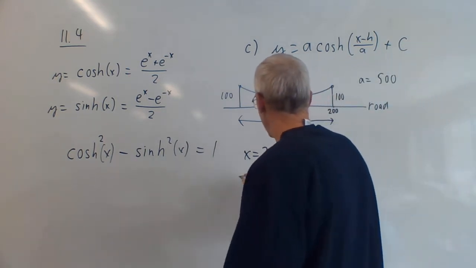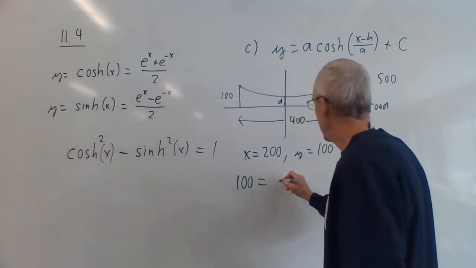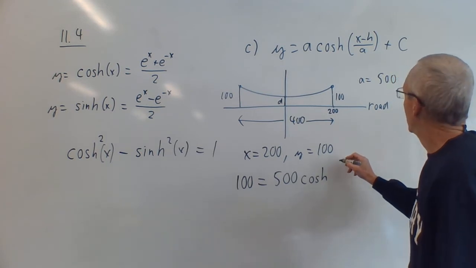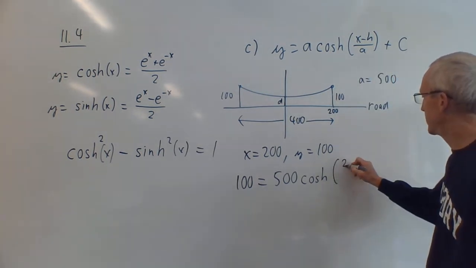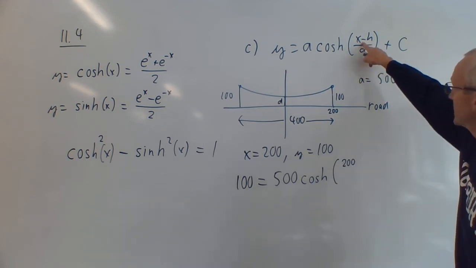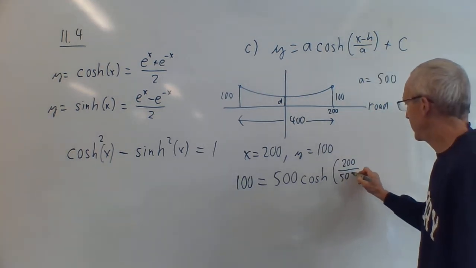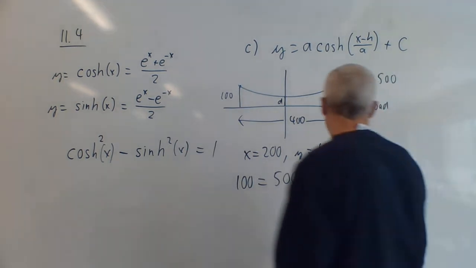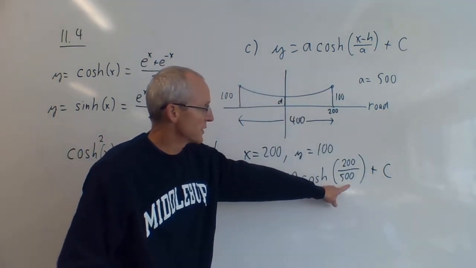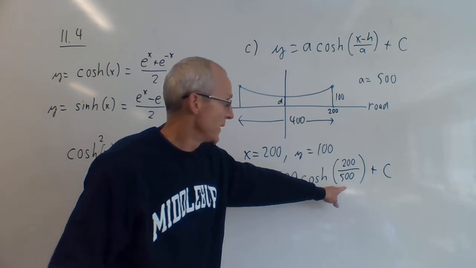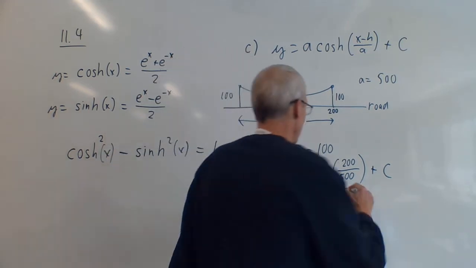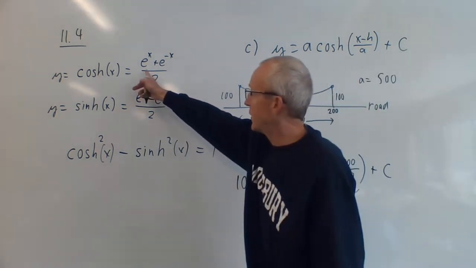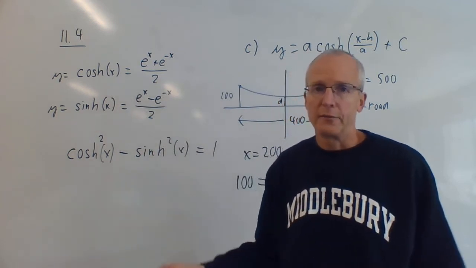So y, 100, equals A, which is 500, cosh of x, which is 200. h is 0, so x is 200, A is 500, plus C. We don't know what C is, but we know everything else. These are all numbers. Now, to figure out what cosh of 200 over 500 is, that's 2/5, which is 0.4. So we got to know what cosh of 0.4 is.